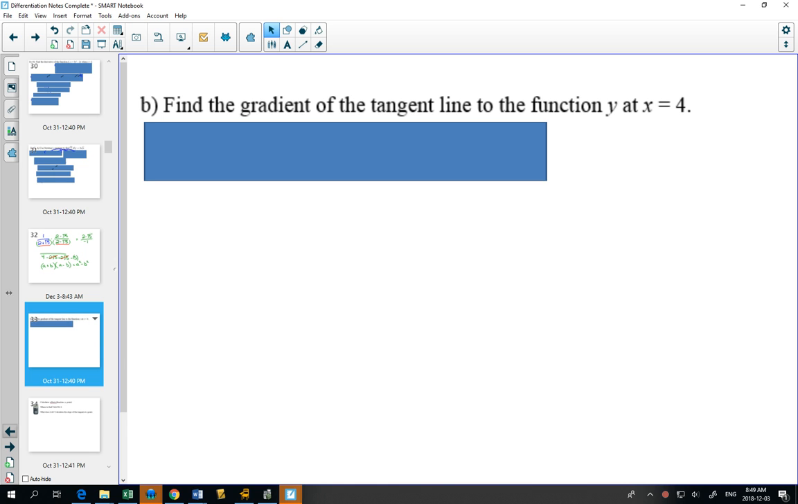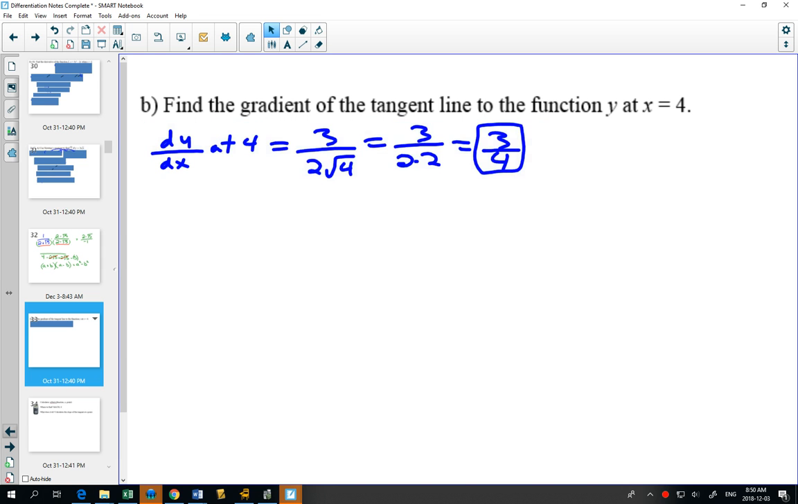Find the slope or gradient of the tangent line to this function at x equals 4. Well, when we find our derivative, it gives us an equation for all the slopes of every single tangent line at every single point. So if we want to find it specifically at x equals 4, we'll find the derivative at x equals 4. We plug in 4 for x, simplify, and the slope would be 3/4 at that point.